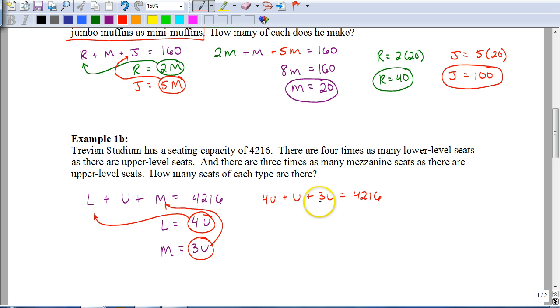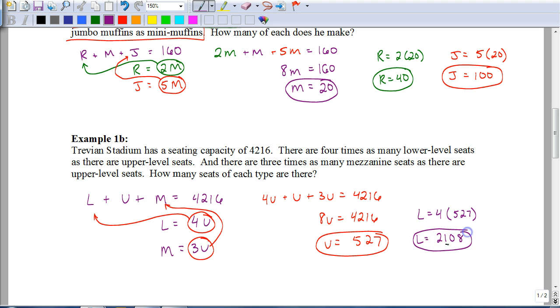So when you add those together, you get 8U equals 4,216, meaning you should have gotten 527 upper level seats. To figure out how many lower level seats there are, you would take 4 times that. And when you do that, you get that L is going to equal 2,108 lower level seats.